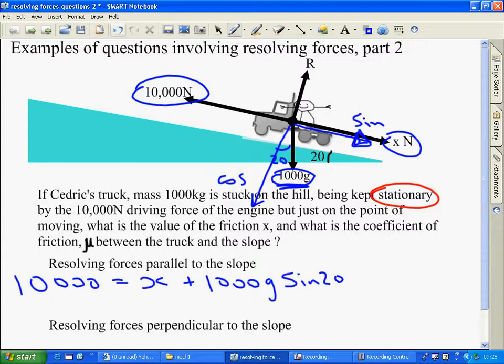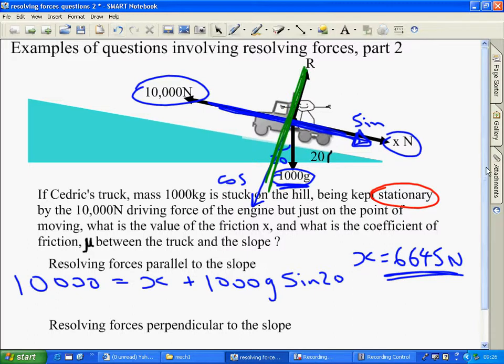Now we have a lovely equation there with x being the only unknown. So we can solve that and get x is equal to 6645 newtons. Okay, so I've resolved in this direction, parallel to the slope. I'm now going to resolve in this direction, perpendicular or at 90 degrees to the slope. Let's move that down a little.